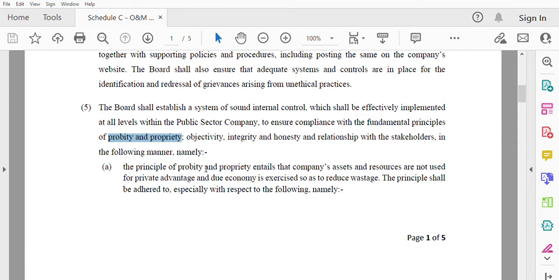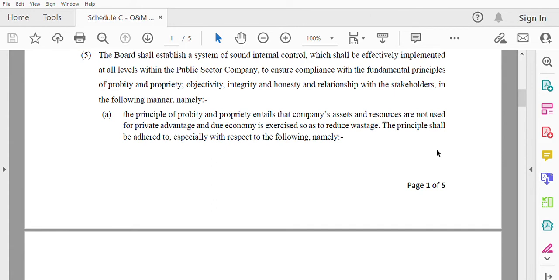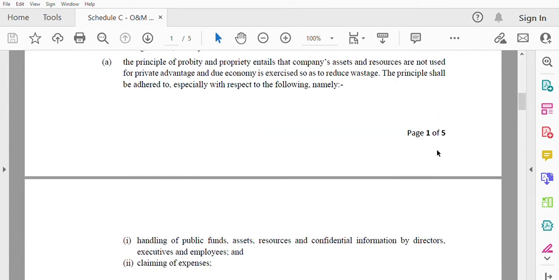The principle of probity and propriety entails that the company assets and resources are not used for private advantage. So one of the key functions of internal audit is to determine whether that expenditure, whatever decision was taken, was taken primarily for the best interest of the company and not for any private advantage, and that no misuse of assets was done. So this is a very key point to consider.